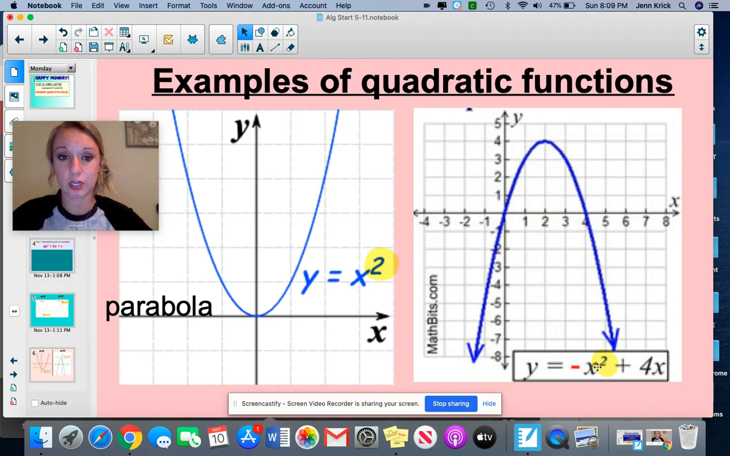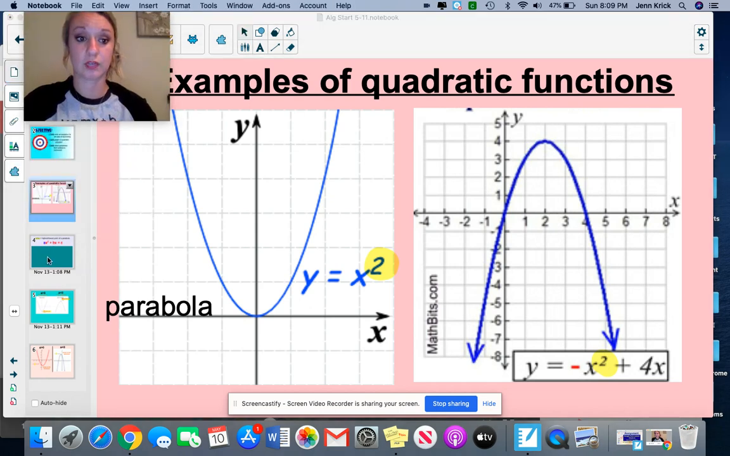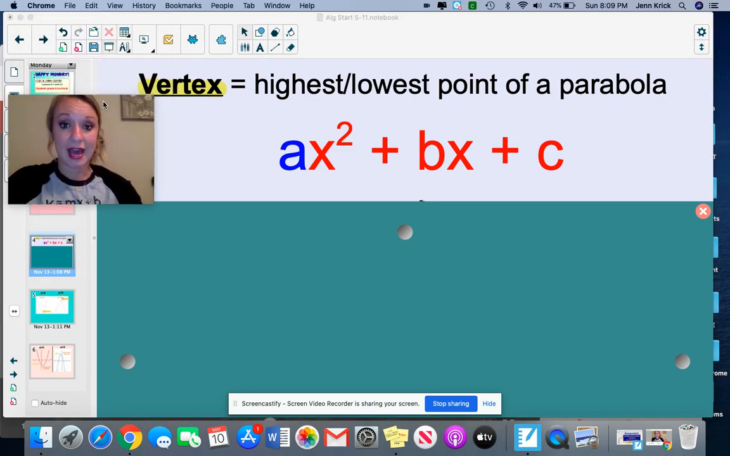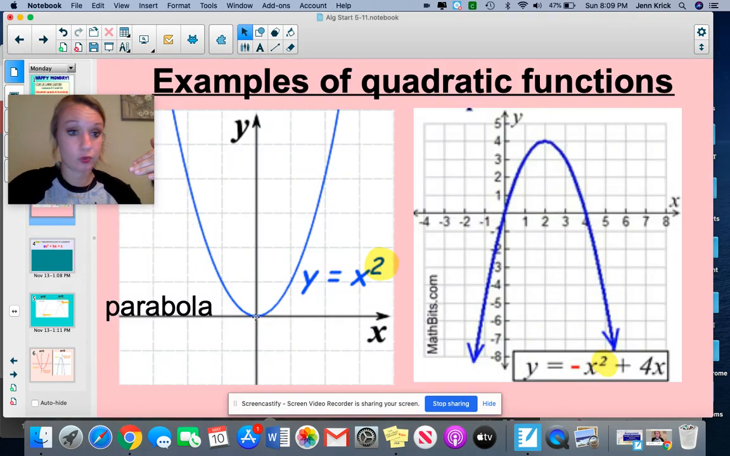So can you start to draw conclusions? If it opens up, your leading coefficient here will be positive. Okay, this is technically a positive 1. And if it opens downward, this will have a negative leading coefficient. Okay, so I have some notes on this for you, so you don't need to sketch it down yet. So here we go. Your vertex is the highest or lowest point of a parabola. So if I showed you these guys again, your vertex would be right here. This is your lowest point, and your vertex would be right here. This is your highest point.